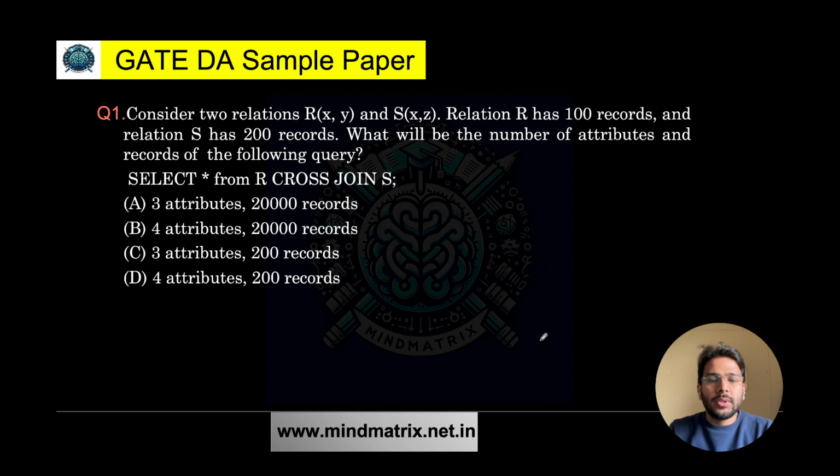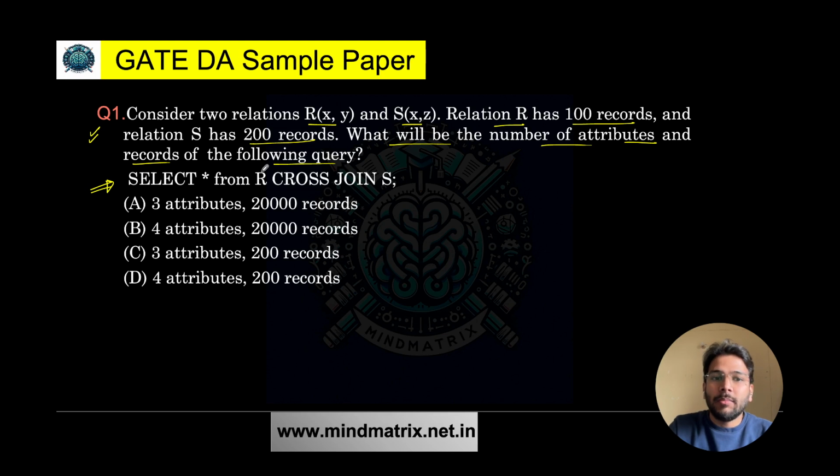Fine. So let's start with the first question here, that is from DBMS. Let's read the question first. Consider two relations. One is R, having two attributes X and Y. The other one is S, having two attributes X and Z. Relation R has 100 records and relation S has 200 records. What will be the number of attributes and records of the following query? So this query is given to you and you have to find out the number of attributes and the records in the result. The query is select star, that means select everything from R cross join S.